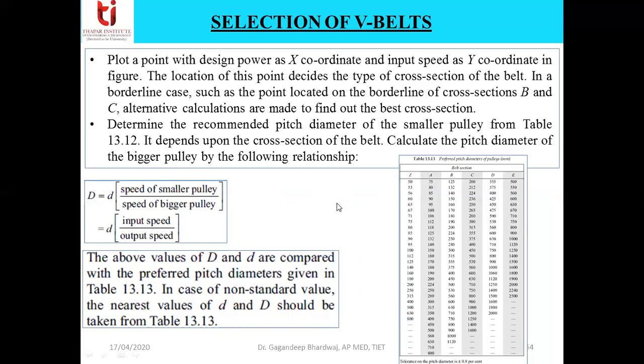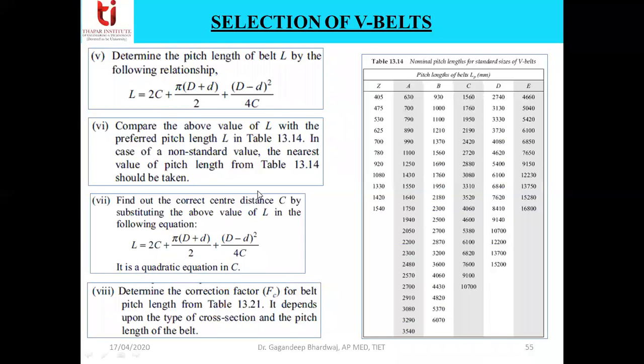That is, if a B-type cross section of the belt is given, and if the value of diameter is coming, suppose 185, we will select 180. If the diameter of the larger pulley is, suppose, coming out 580, we will select 560 or 600. So we have to select the preferred pitch diameter of the pulley according to that.